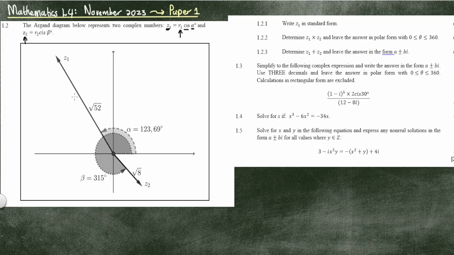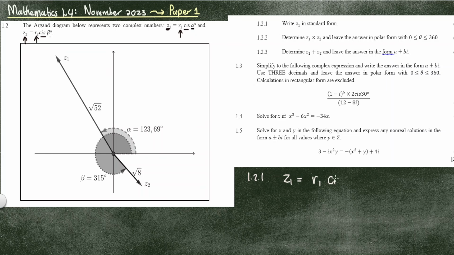We also have Z2, the second complex number, modulus 2, cis beta. All of these values are given on the sketch. For question 1.2.1, they want us to write Z1 in standard form.